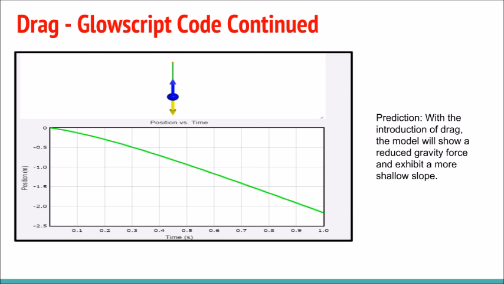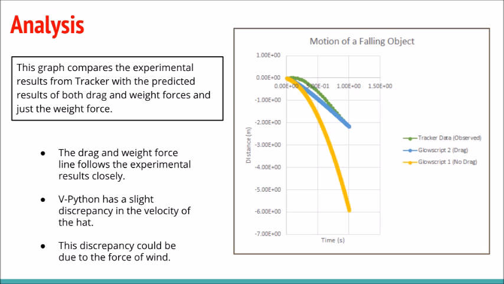indicates. Here's the graph comparing the experimental results from Tracker with the predicted results of both the drag and weight forces and just the weight force. The line showing the drag force and weight force follows the experimental results more closely than the weight force line does. The final positions of the graph, like the initial positions, were not predictions because I calculated b by getting the final positions to align.